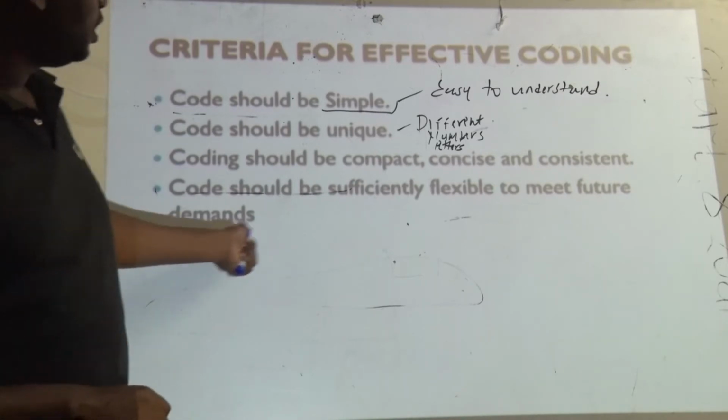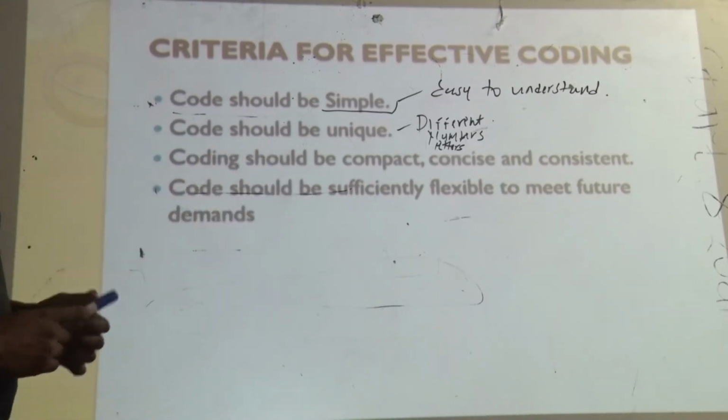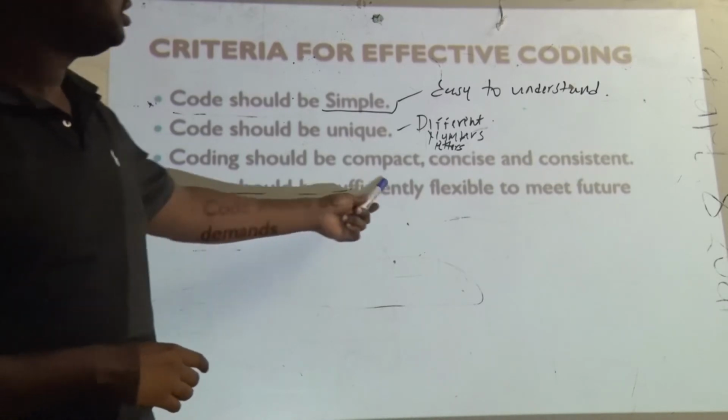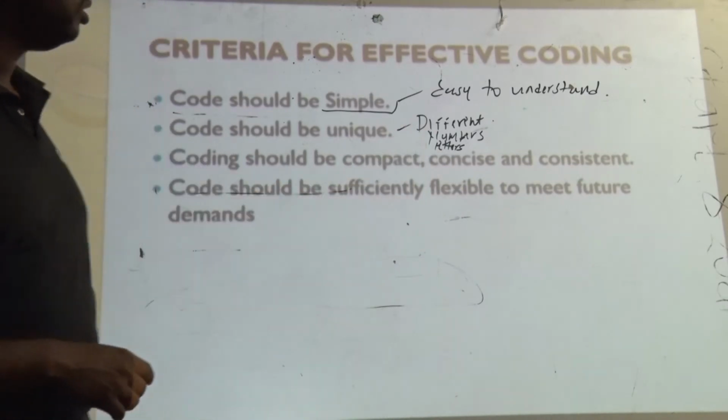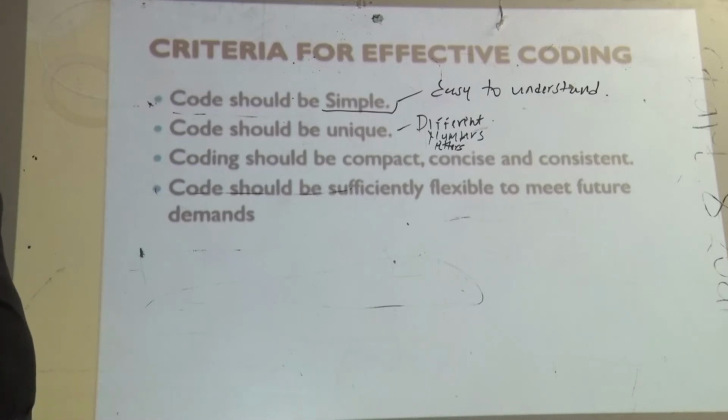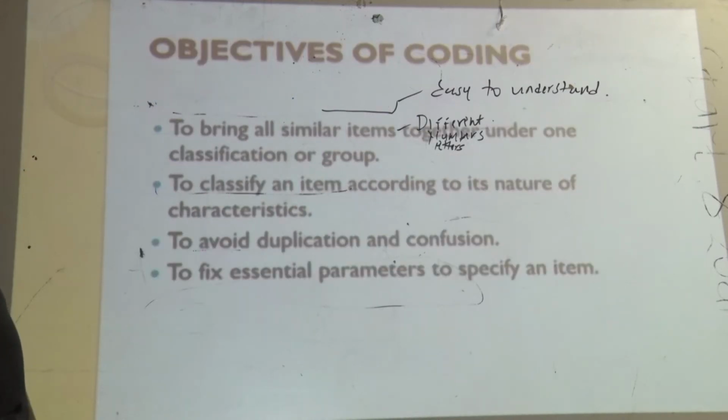Flexibility in the sense that when we have future demands and the code is supposed to be changed, is it flexible to change the code during that time? So it is always good to have a flexible coding system. The other important thing that I'm going to talk about today is the objective of coding.